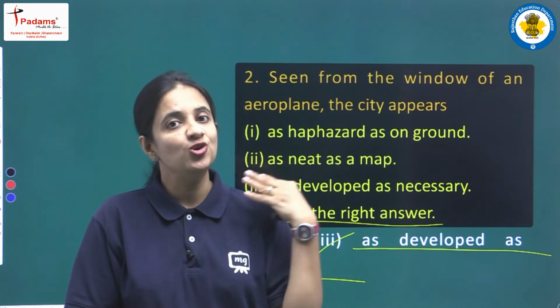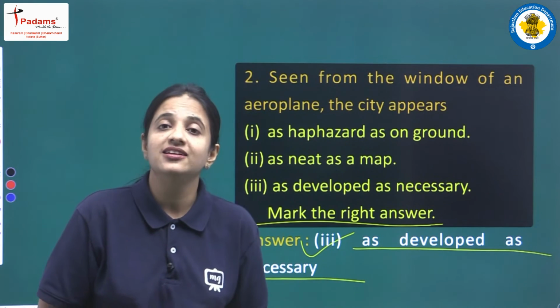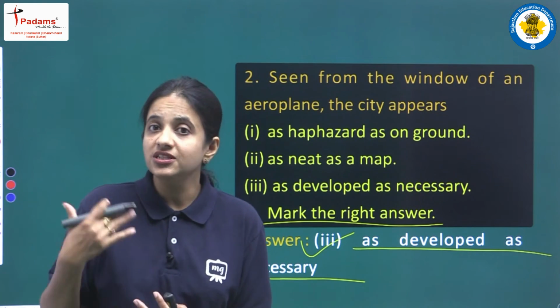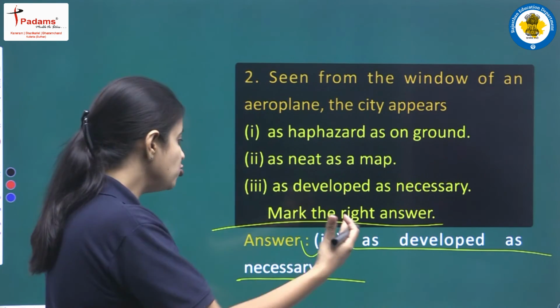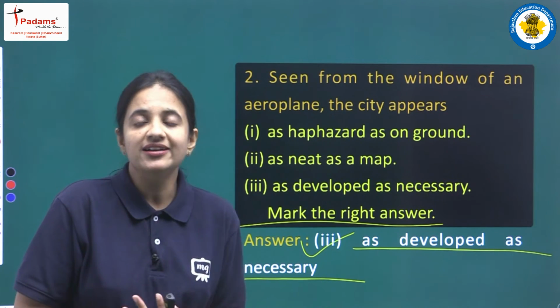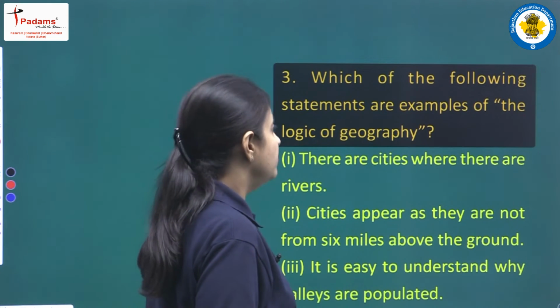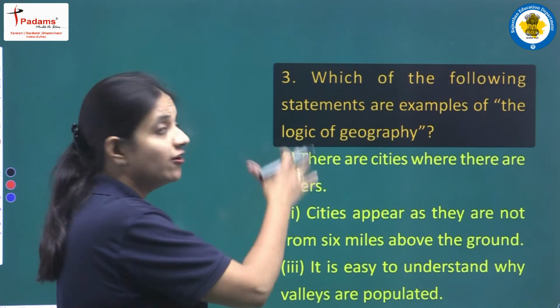We cannot see the systematic, planned development, but when we are on a height and look towards the city from there, only then can we understand that our city is a developed city, and it developed the way that was needed, that was required. So the city looked as developed as necessary. Clear?